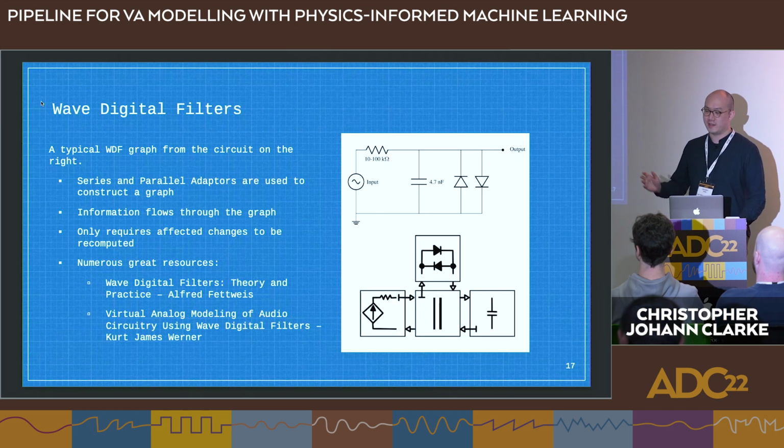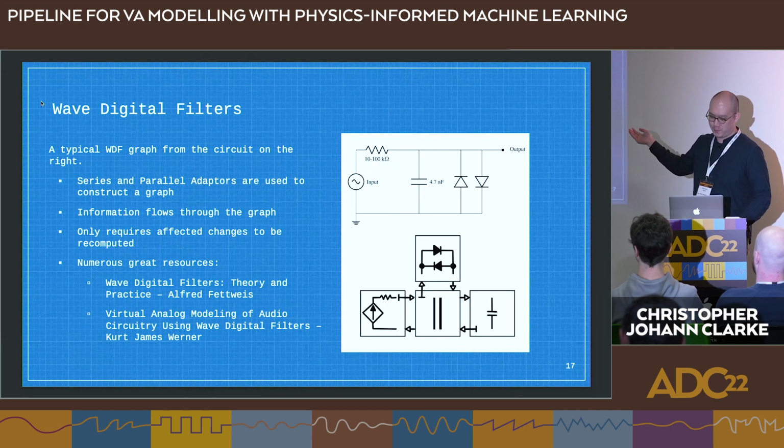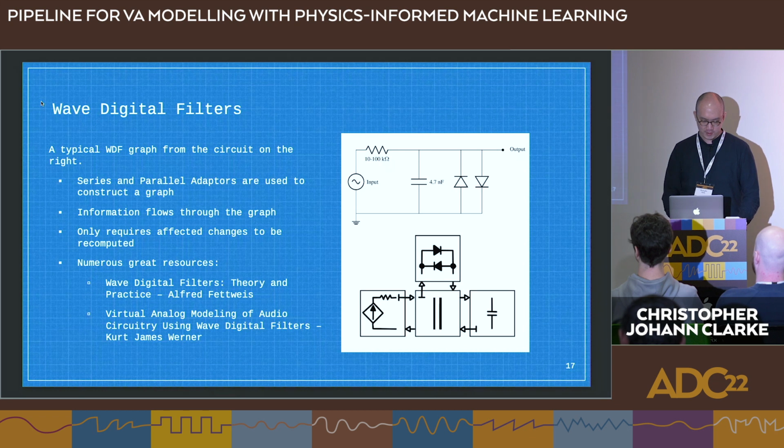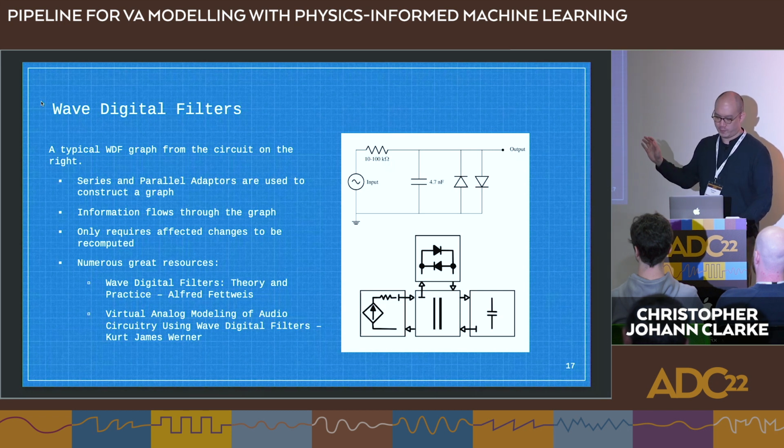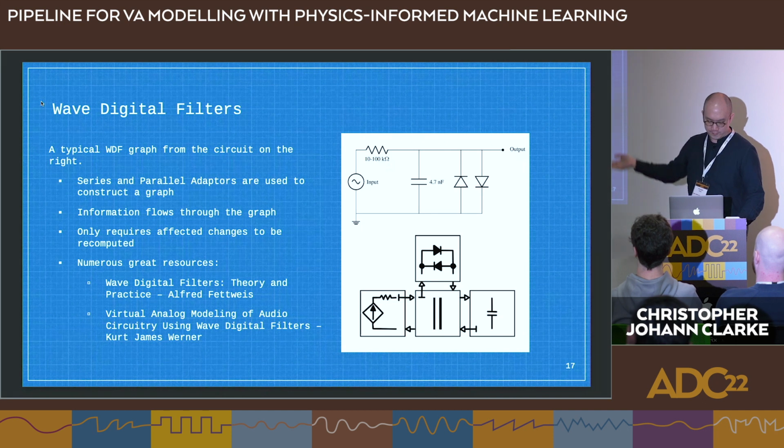So I present again everybody's favorite diode clipper. Once again, we see that below is a typical WDF graph. We use series and parallel adapters to construct the circuit. This also serves as a representation for how information will flow in and out of the graph. I point to great resources on this paradigm, namely Fettweis's and Kurt Werner's body of work.